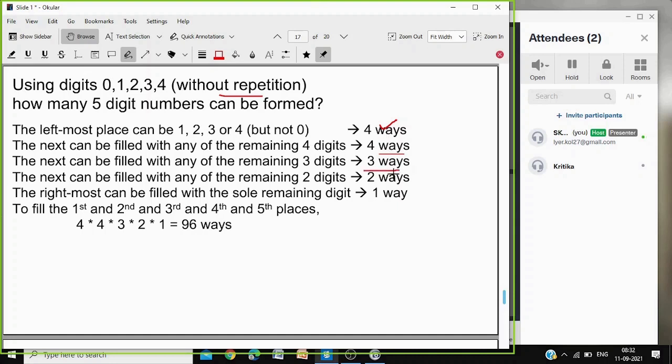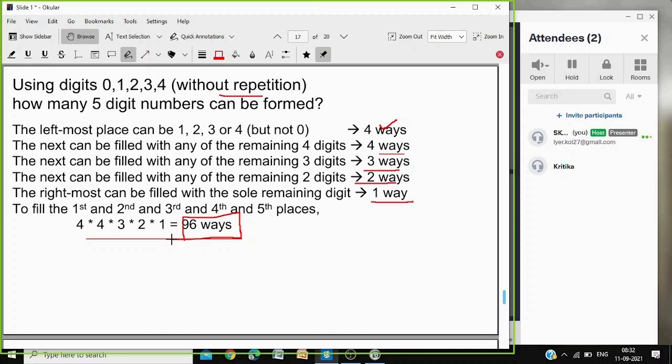Now you have used 3 of the digits, so you have only 2 digits remaining. And now you have used 4 of the digits, you have only 1 digit remaining. Since you have to fill the first place and the second and the third and the fourth and the fifth place, it's not or, it is and. And means multiplication. So when you multiply you get 96 ways, 96 possible arrangements. That means 96 possible numbers.